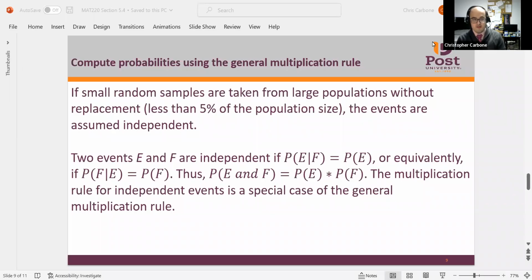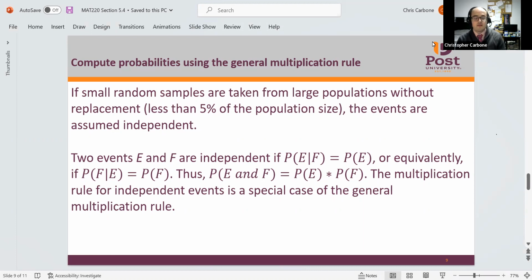Welcome to part 2 of our lesson on conditional probability and the general multiplication rule. I have on here the computation of these probabilities using that general multiplication rule.